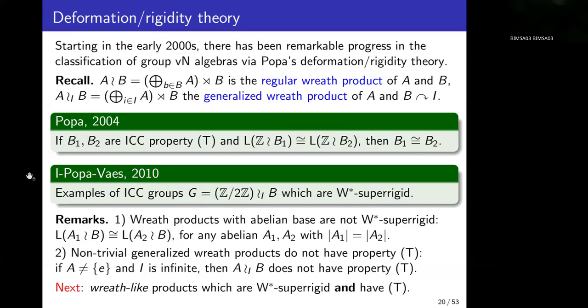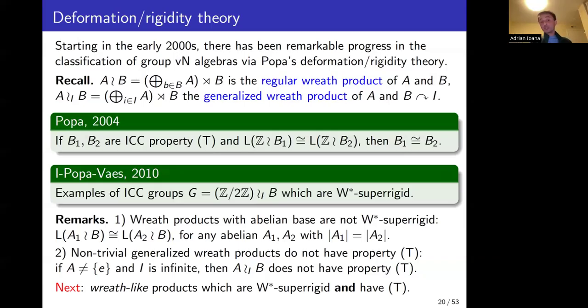Sorry? Can I ask you about the first result of Popa and the first remark you say, that wreath products with abelian bases are not W* superrigid? But in the first result of Popa, it looks like Z is an abelian group, and the result looks like it's W* superrigid.